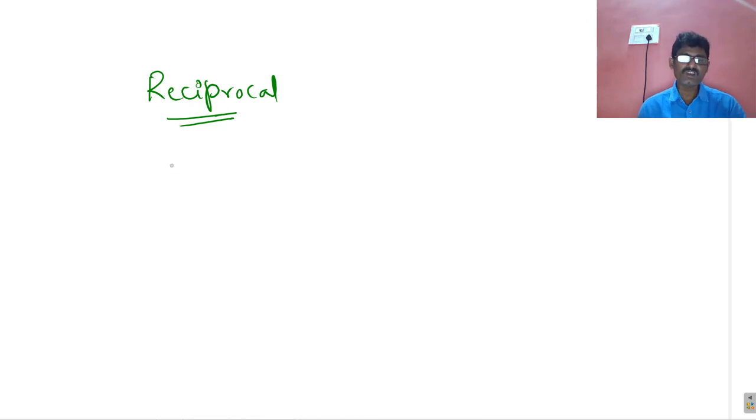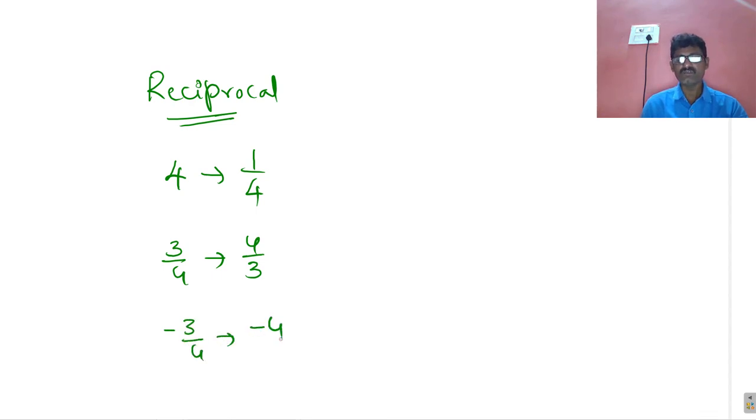Multiplicative inverse is also called the reciprocal. So the reciprocal of 4 is 1 by 4. The reciprocal of 3 by 4 is 4 by 3. The reciprocal of negative 3 by 4 is negative 4 by 3. There is no reciprocal for 0. That means for 0, the reciprocal, that is the multiplicative inverse, is not defined.